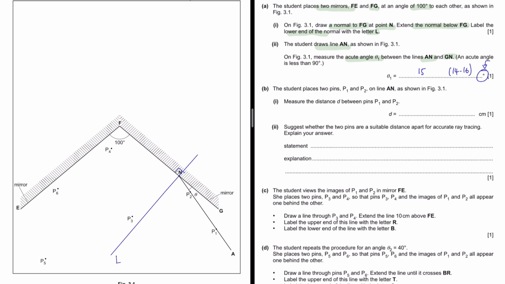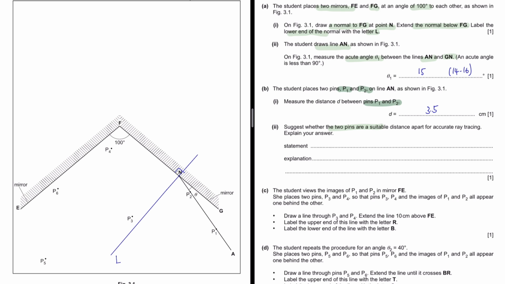Question B. The student places two pins, pin 1 and pin 2, on line AN, as shown in figure 3.1. Measure the distance D between the pins P1 and P2. Since I'm solving this on an iPad, this diagram is not up to scale for me, but in exams, using your ruler, measure the distance between P1 and P2 like this, and you will get a value of D equals 3.5 cm.